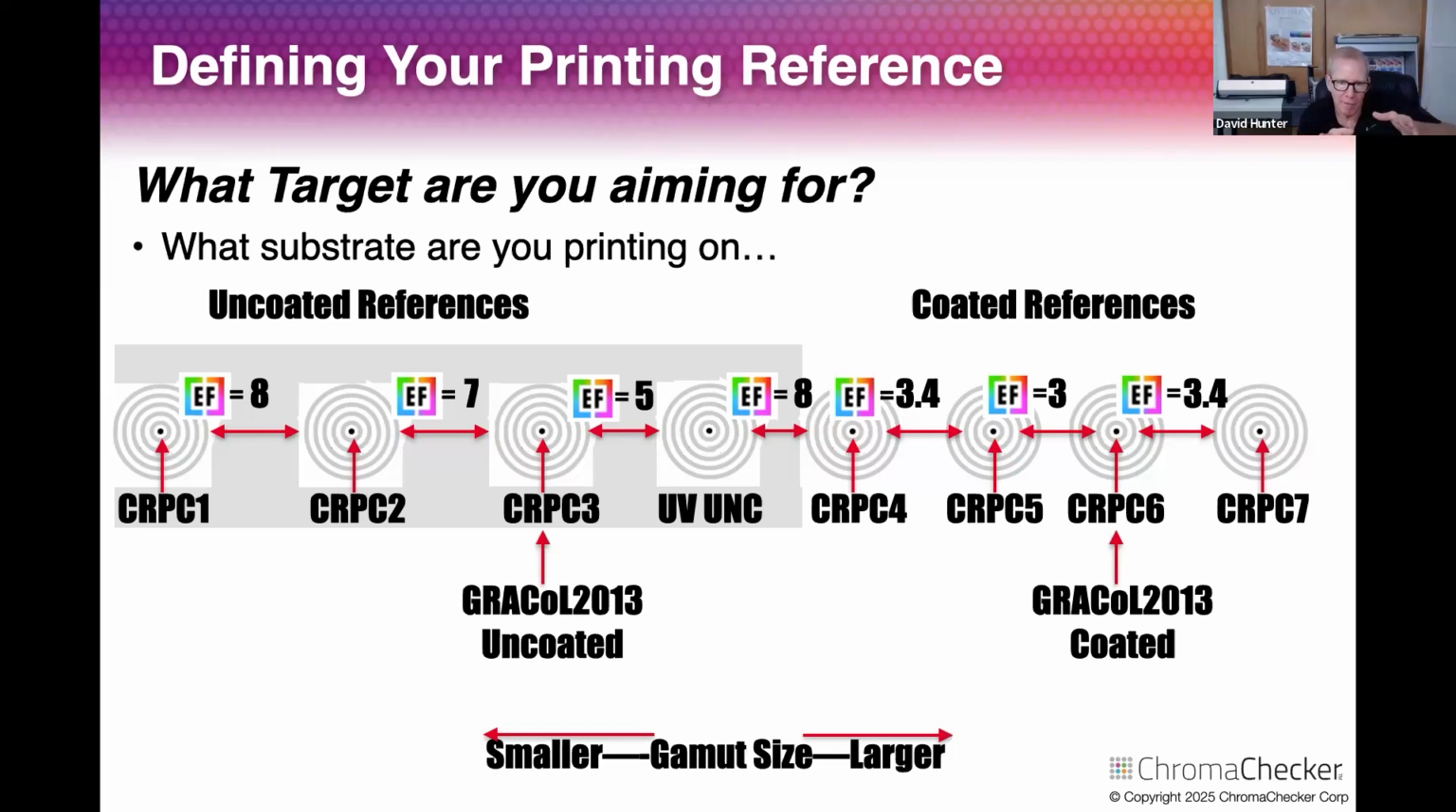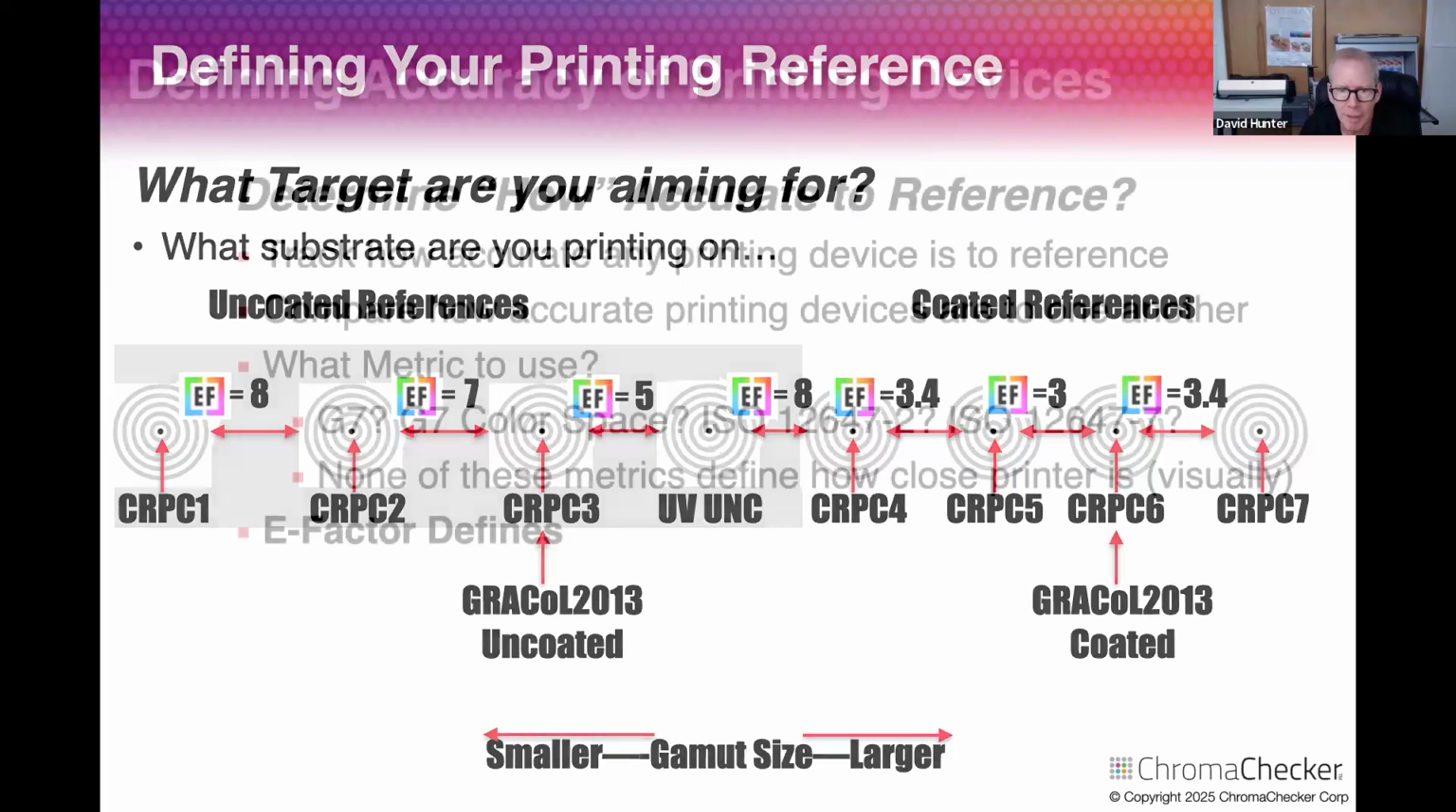You see, it's all on the left. The 4 are all uncoated paper. So when you jump to coated, there's an E-factor of an 8, because obviously a coated paper, even super calendered, costs more, and therefore it's going to be a bigger gamut and more visual difference.